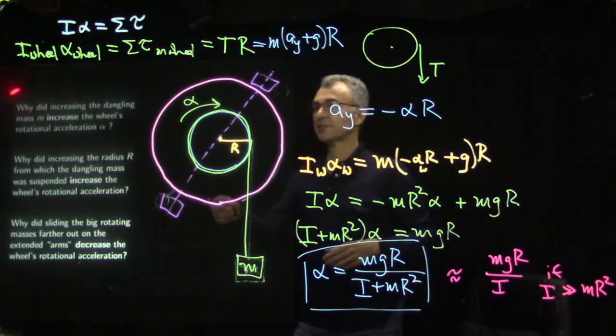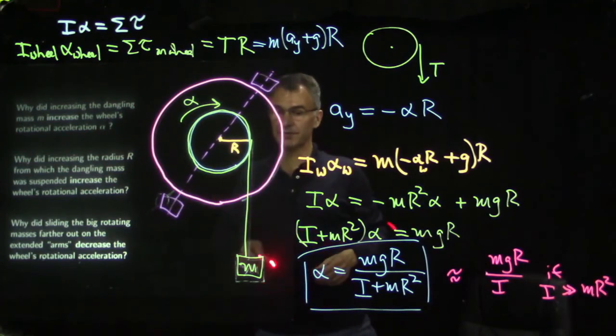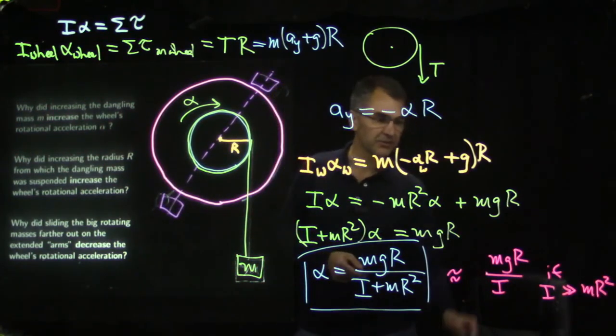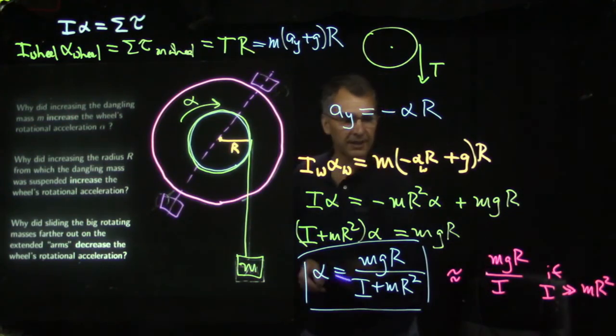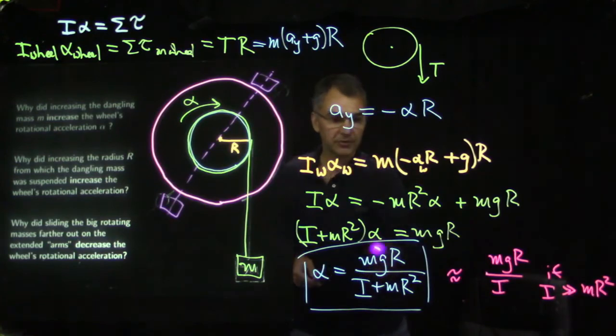So we can ask, why did increasing the dangling mass m increase the wheel's rotational acceleration alpha? Well, it's easy to see in this limiting case. If you increase m, then alpha gets directly bigger. If you don't use that limiting case, then you sort of have to argue that this I is much bigger than this term in the denominator.